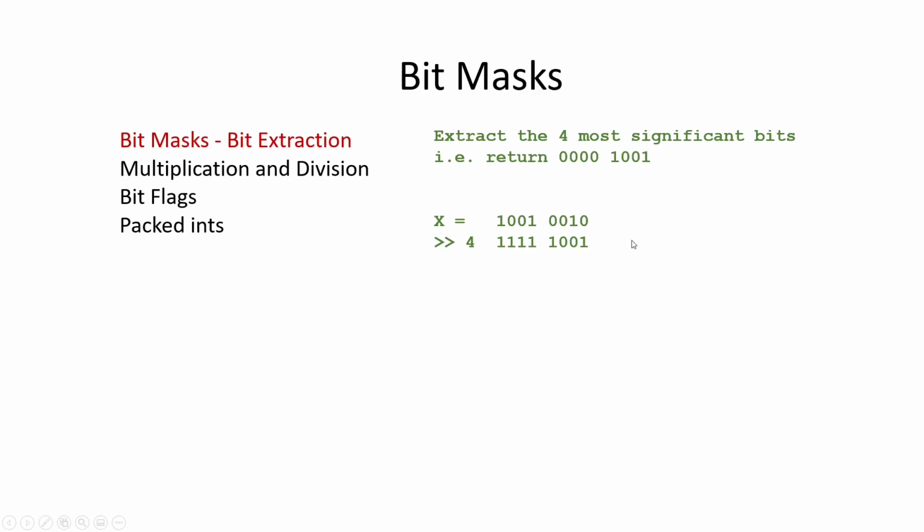The next thing we're going to do, step 2, is to use the AND operator to create that mask that's going to cancel out all these 1s I just shifted in and retain the 1001. All right.